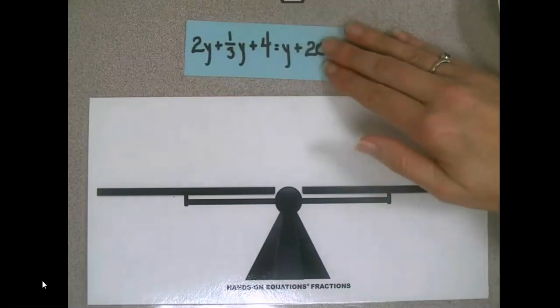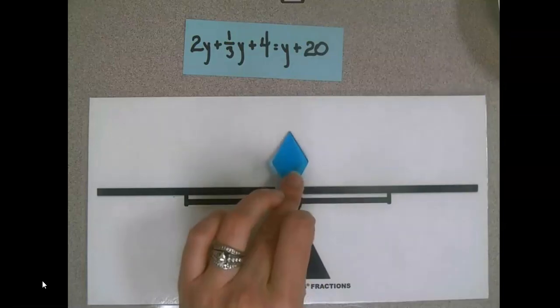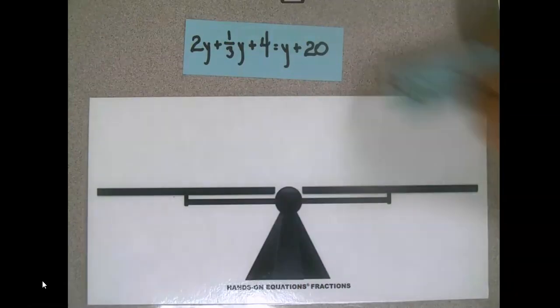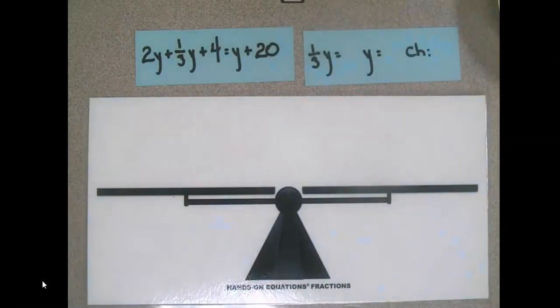All right, so our first problem is 2y plus 1/3 y plus 4 equals y plus 20. So instead of saying that we are going to solve for our blue block, even though we are, we're going to write it in its fractional notation, which is 1/3 y. So we are solving for 1/3 y, and doing our check. So let's go ahead and set up our equation.